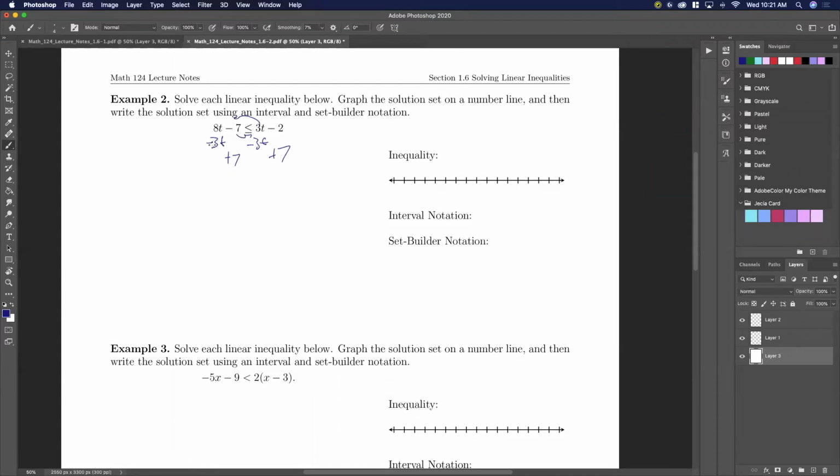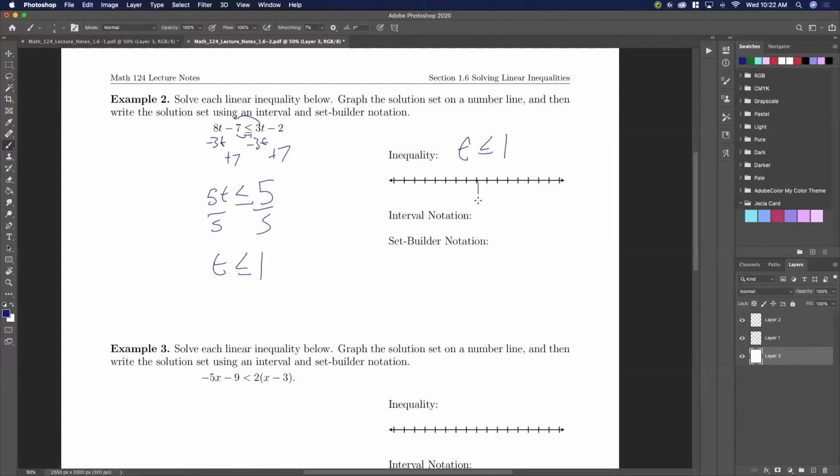So 8t minus 3t would be 5t. 7 plus 7 is 0. This is less than or equal to this time. Here we have 3t minus 3t is 0, and then negative 2 plus 7 would give us positive 5. Now, we just want to isolate the variable. We're going to divide 5 from both sides. Since this is positive, I do not need to switch the sign. So I have t is less than or equal to 1.